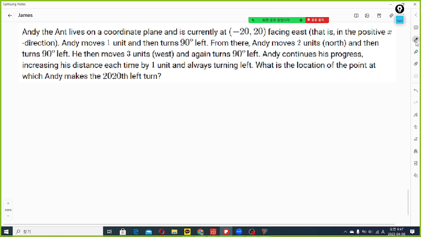At first, let's assume that he starts from the origin instead of minus 20 and 20. And let's track his movement.